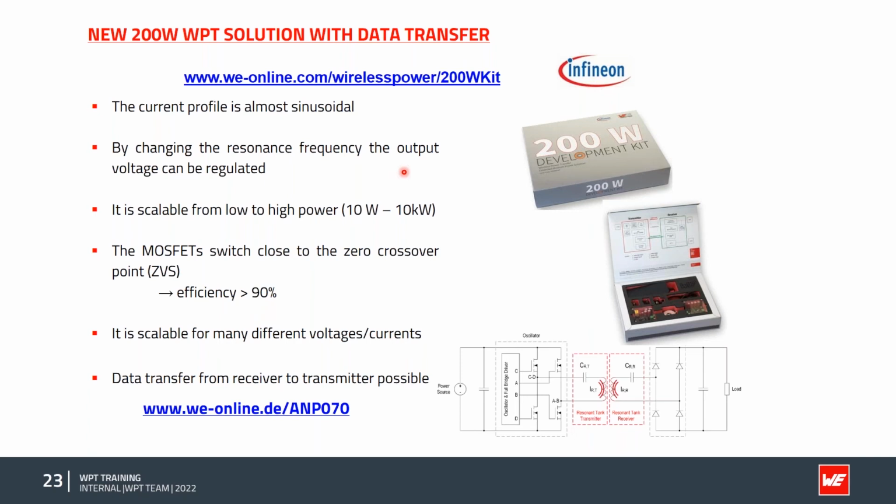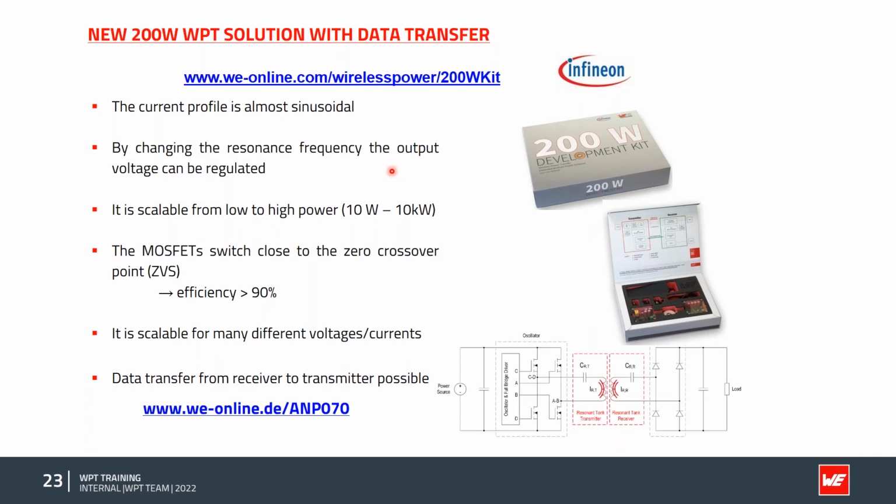By changing the switching frequency, the output voltage can be regulated, and you have an automatic and a manual mode. With manual mode you can change the switching frequency. When it's near the resonance frequency, then the output voltage will be increased. It is scalable from very low power, 10 watt, to high power of 10 kilowatt.